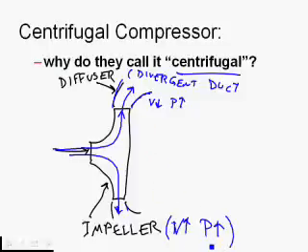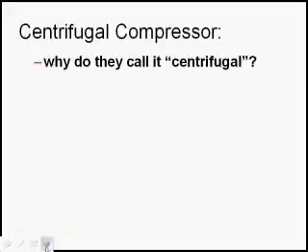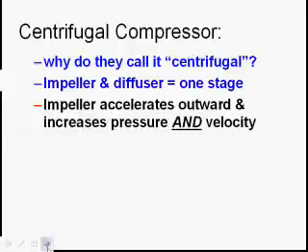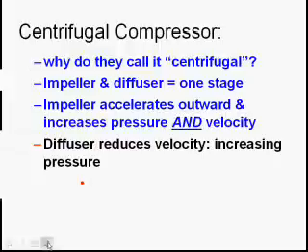So we definitely get an increase in pressure. And then we're going to take this high velocity and reduce it so we can get higher pressures. So we're going to definitely have a higher pressure going through the impeller, and then definitely higher pressure coming through the diffuser. It's just that in the diffuser there are no moving parts, so we're going to have a trade-off between velocity and pressure. And of course, impeller and diffuser together is one stage. And I already told you this part here, and I already told you that part there.